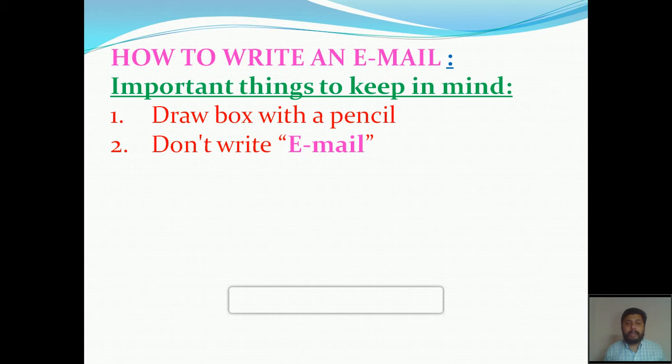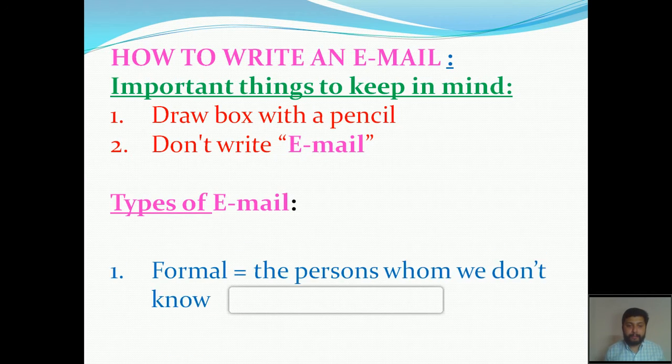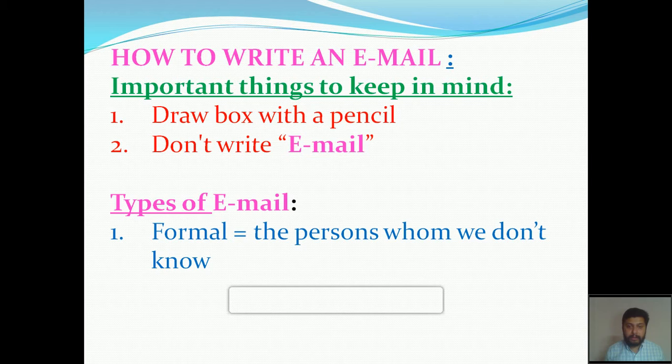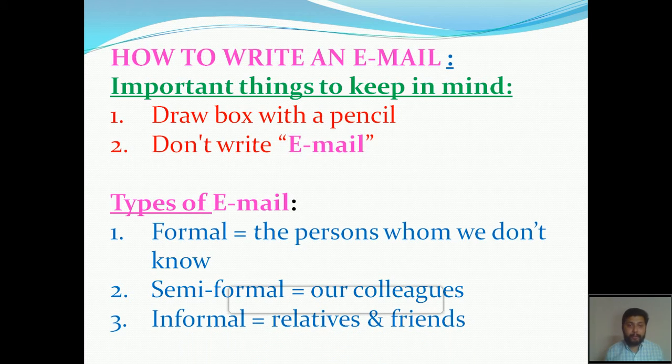Now let's see what are the different types of email. First one, formal email: we are writing a letter to a person whom we do not know. Second one, semi-formal: we are writing the semi-formal email to our colleagues. And finally, informal email, which usually we write to our relatives and friends. So these are the three different types of email: formal email, semi-formal email, and informal email.